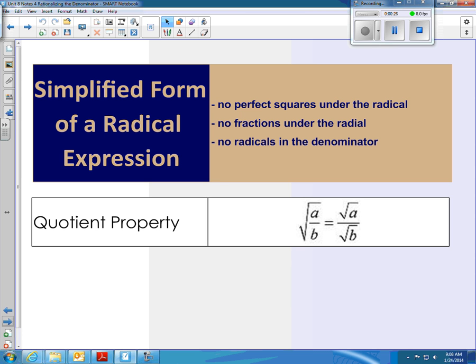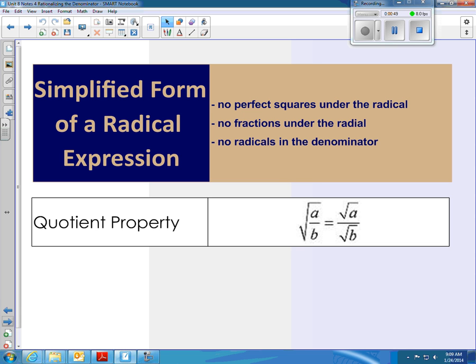So remember, a radical expression is anything that has a square root in it, or a cube root, or any type of radical. So there are no perfect squares left underneath the radical, there are no fractions under the radical, and there are no radicals in the denominator. So think about denominator, that's the bottom half of the fraction. So we're going to first talk about just dividing radicals.